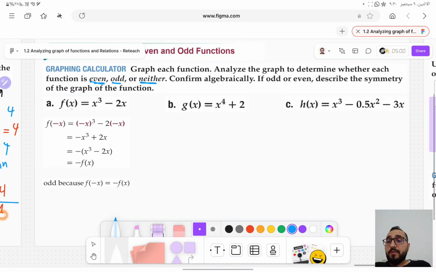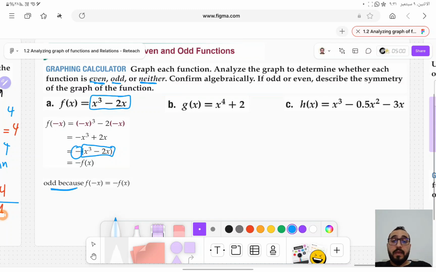Look at the first example: f of x equals x cubed minus 2x. Now let's apply negative for every x. So it will be negative x cubed minus 2 times negative x. Now when I have negative to the power of 3, does it become positive or still negative? It's still negative. Now negative 2 times negative x becomes positive. If I take a negative as a common factor, I return back to the same question, but I have a negative sign outside.